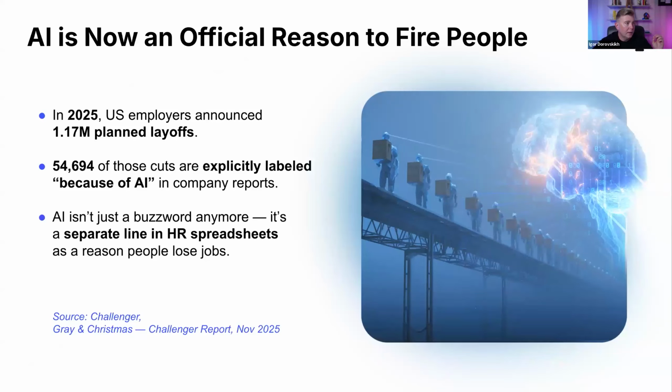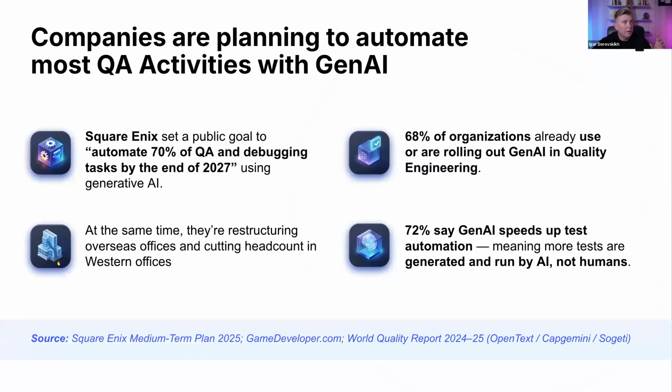Okay. And AI isn't just a buzzword, it's a reason for HR to fire people, right? So think about this for a second, right? And then companies, this is another factual data point to recognize, companies are planning to automate most of QA activities with Gen AI. It's already happening. It's been happening for a couple of years, but more and more we see that actually happening.